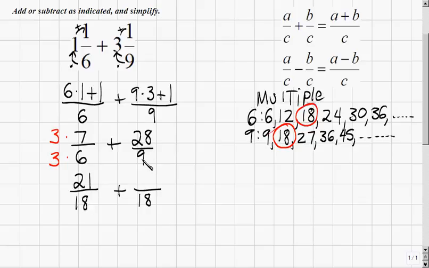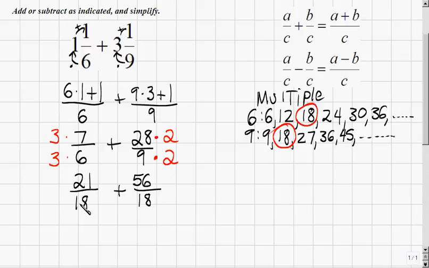Similarly, 9 times what becomes 18? Well, we'll multiply that by 2 to get 18. And so if we multiply the denominator by 2, we'll multiply the top numerator by 2 as well. 2 times 28 becomes 56.